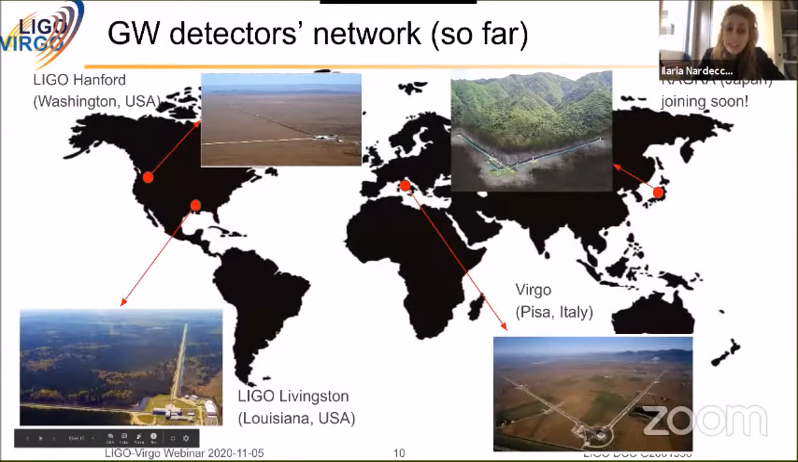The gravitational wave detector network is now formed by three interferometers: the two American ones, LIGO Hanford in Washington and LIGO Livingston in Louisiana, and the European Gravitational Observatory Virgo, located in Italy near Pisa. The next will be KAGRA in Japan. Next slide, please.